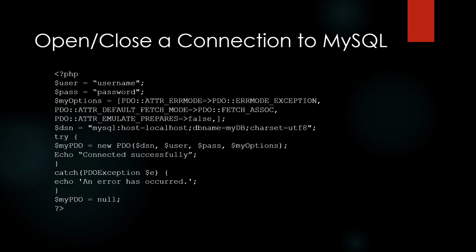Now this is how we open and close the connection to MySQL, and I'll explain this again as we actually go through the demo. But first of all, we're going to be defining variables that contain our connection credentials. Next, we're going to be creating an array with PDO options that are either critically important or just make the experience with PDO a lot better. So that's what we have here.